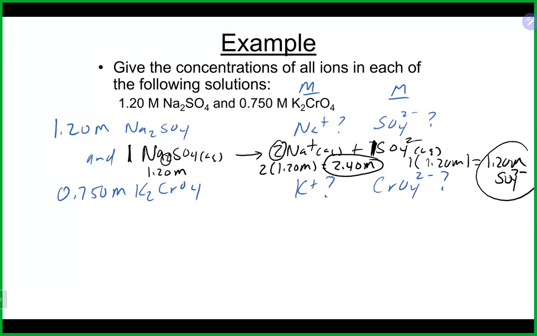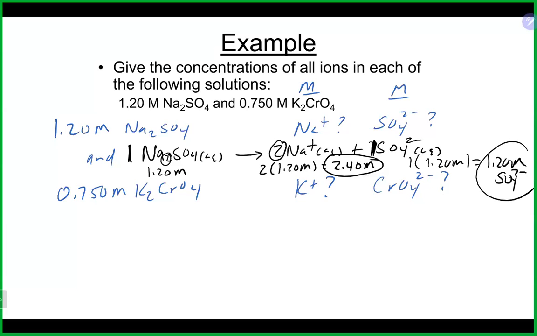Again, you get 2 sodiums for every sulfate. It's a 2 for 1 special. So you've got twice as much sodium as you do sulfate floating around, so the concentration of sodium is twice what it is of sulfate. Any questions on that one there?